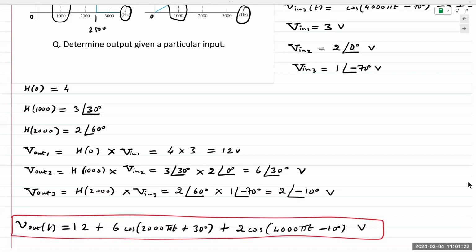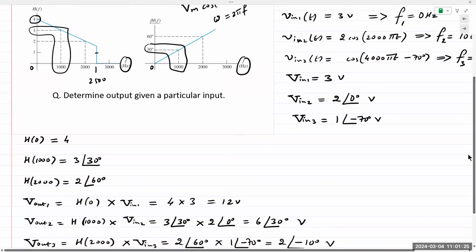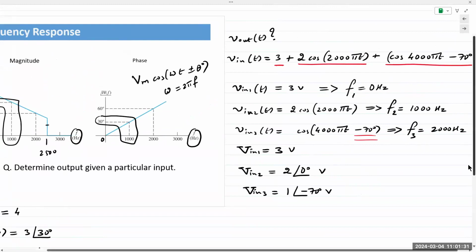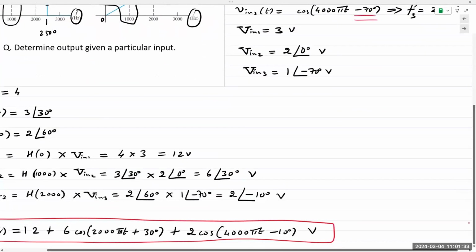So minus 70, the question being asked is whether minus 70 is given to us in the input. Yes, it's given in the input.